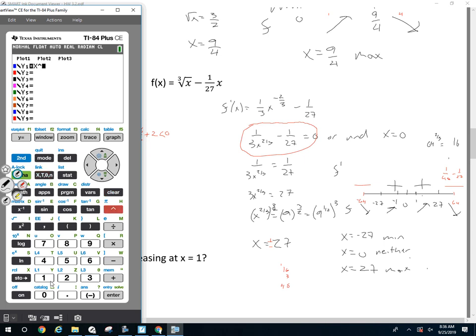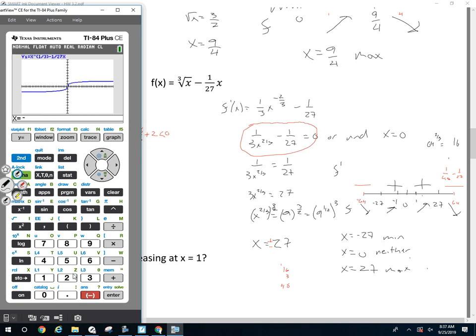X to the 1/3 minus 1/27 x. I'm going to adjust my window from -30 to 30. If I plugged in -27, I'd have a min. If I go to the left, it's going to be a bigger y value. Yep. If I go to the right, bigger y value.